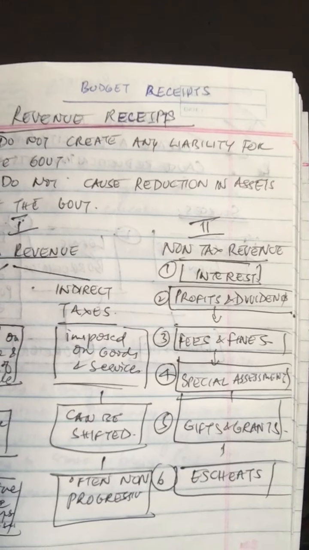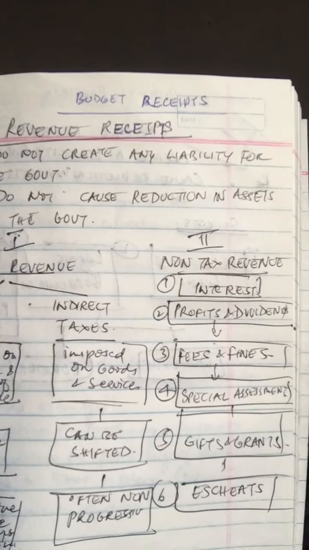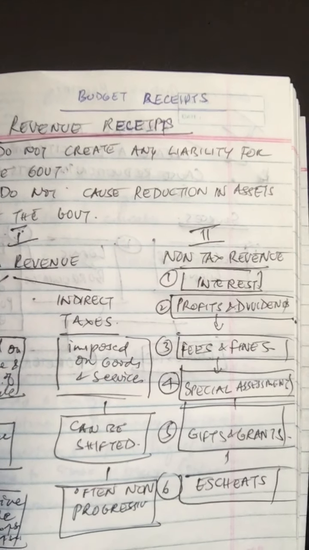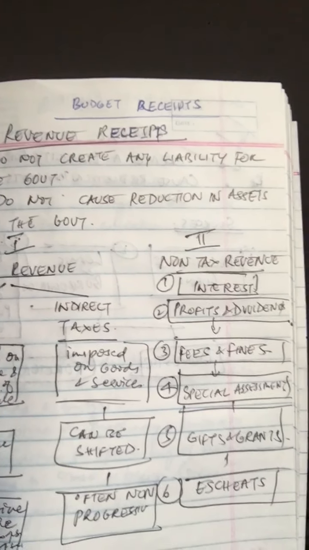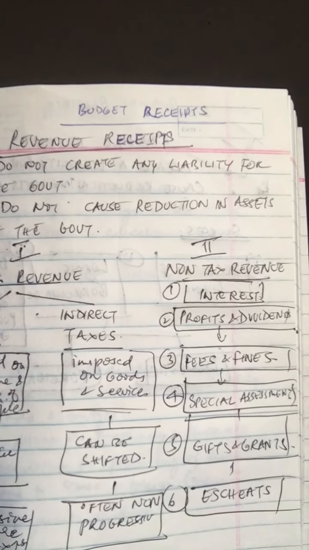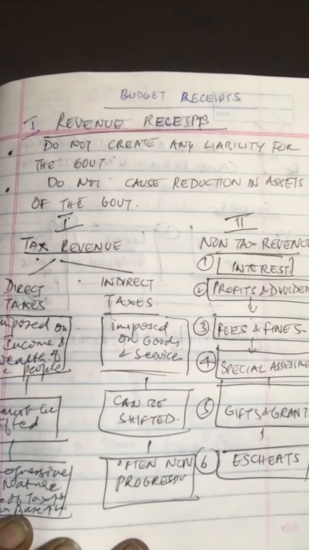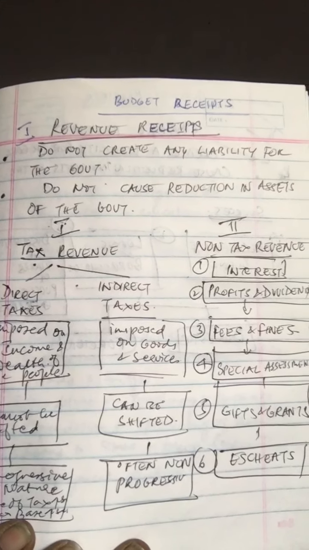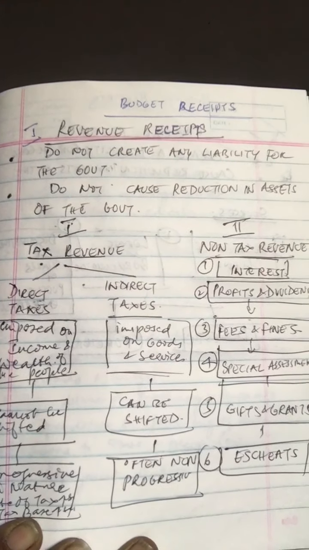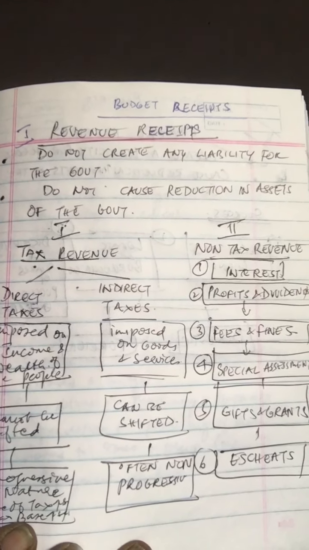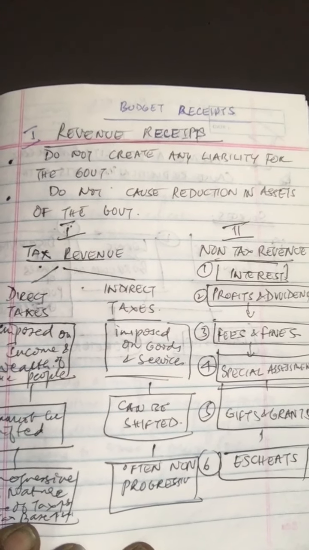For example, sources, like interest. Government receives interest on loans given by it to state governments, union territories, private enterprises and the general public. Interest receipts from these loans is an important source of non-tax revenue. Two, profits and dividends. Government earns profit through public sector undertakings. It earns profit from the sale proceeds of the products of such public enterprises. Government also gets dividend from its investments in other companies.